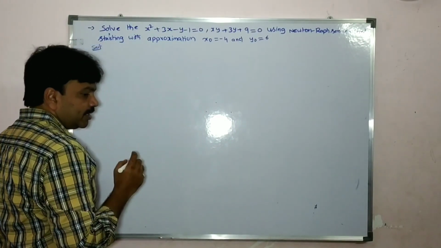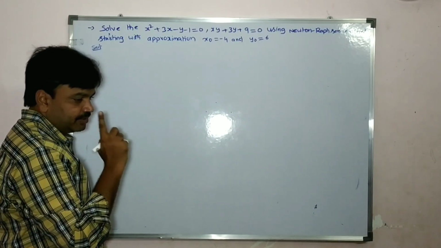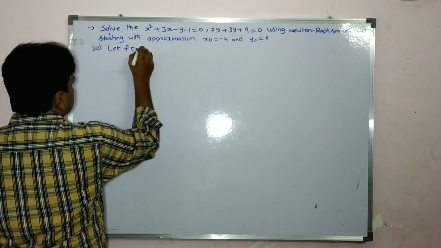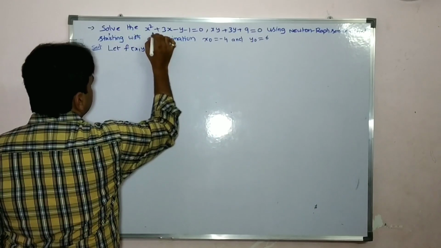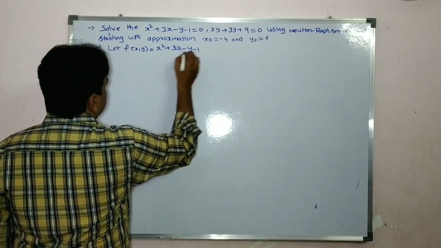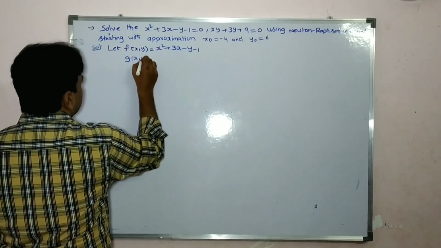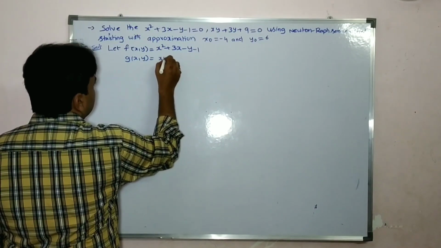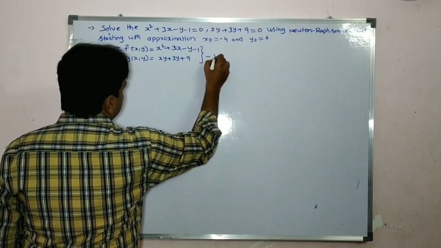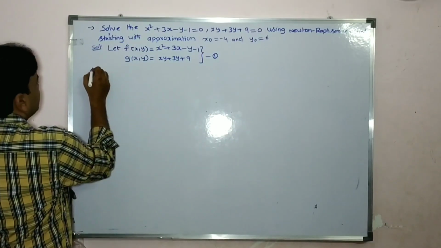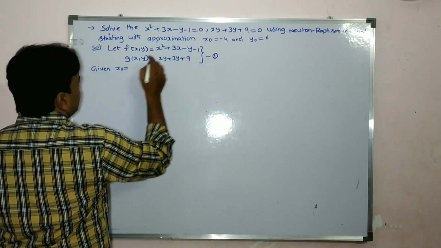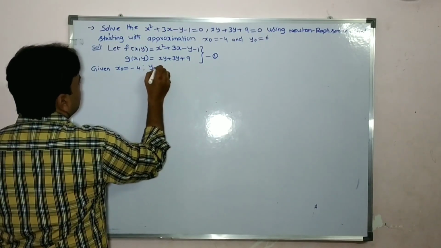What is first step, students? You write f and g. So let f is equal to f of x comma y is equal to, what is f of x comma y, students? x square plus 3x minus y minus 1 and g of xy is xy plus 3y plus 9. Say this is 1, students. And given x0, students. What is x0? Minus 4. And y0? 6.